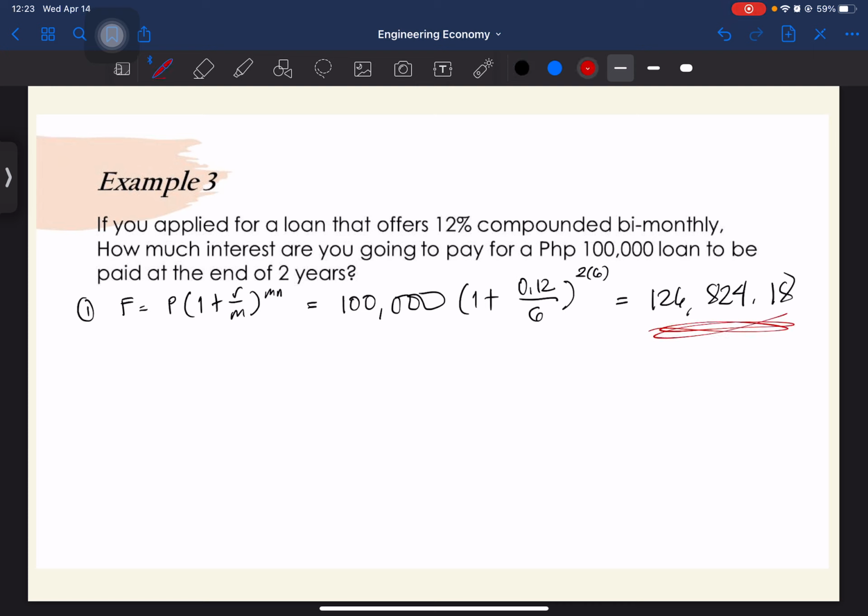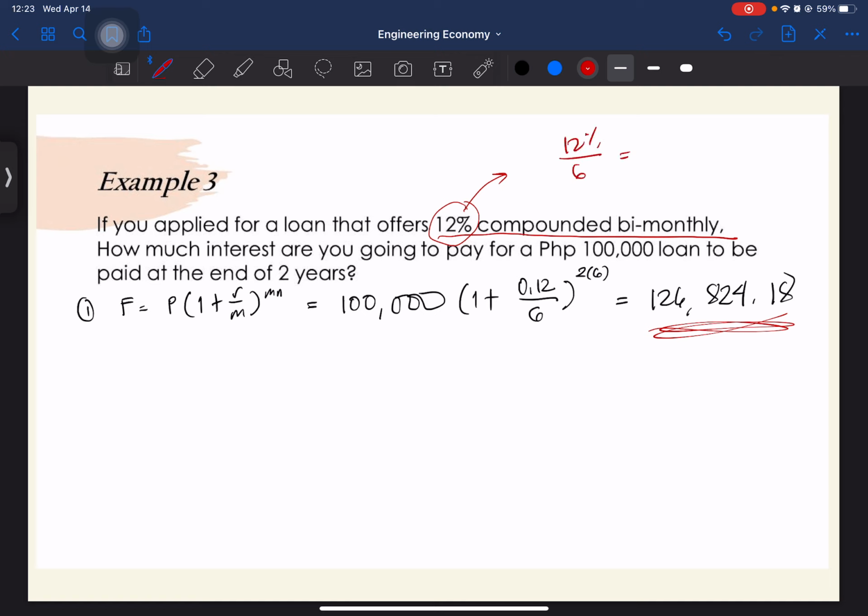Okay? Pero kung sa una pa lang, you understand it this way. Tignan mo. You applied for a loan that offers 12% compounded bi-monthly. Dito pa lang may isip mo na, kung bi-monthly ang compounding period, ibig sabihin every 2 months. So sa isang taon may 6 na 2 months. So ibig sabihin, itong 12% na yan, hahatiin ko pa yan sa 6.